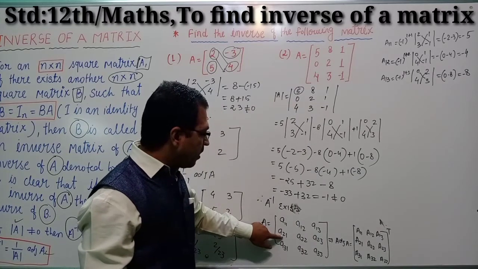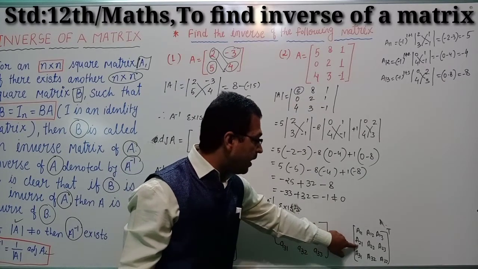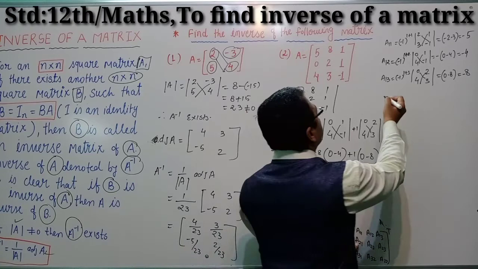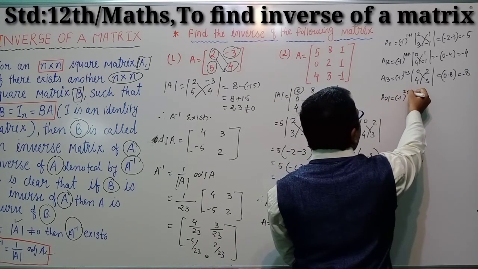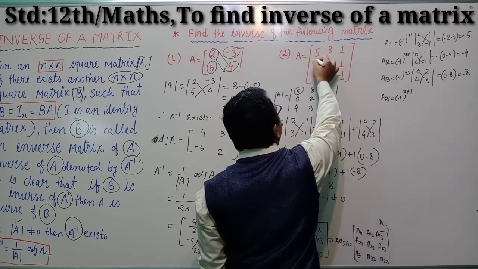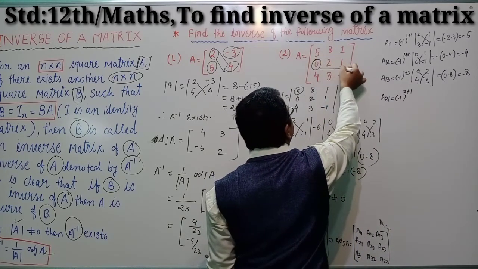Okay. Now the cofactor of A21, sorry, capital A21. Minus 1 to the power 2 plus 1. It means you want to find the cofactor of this one. So do not write these elements and these elements.